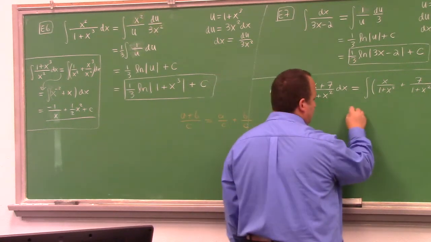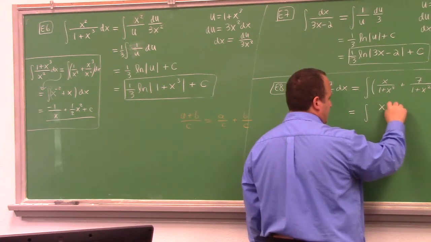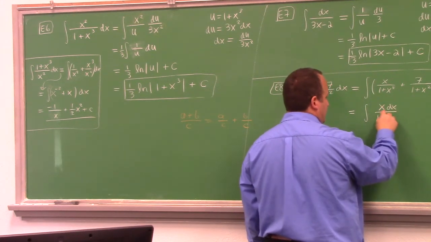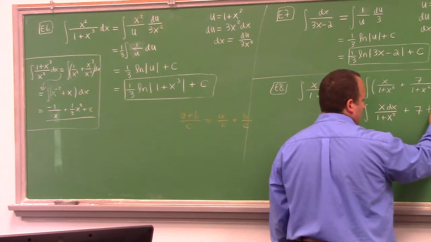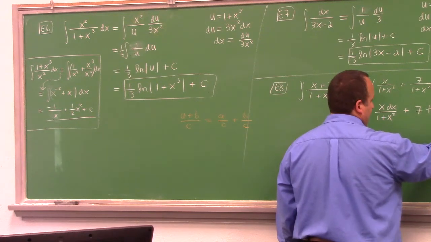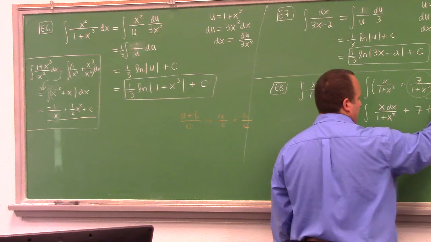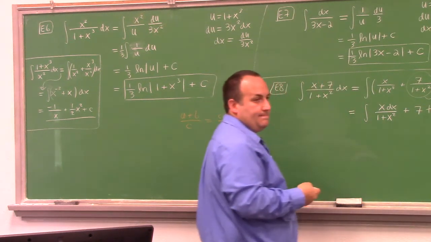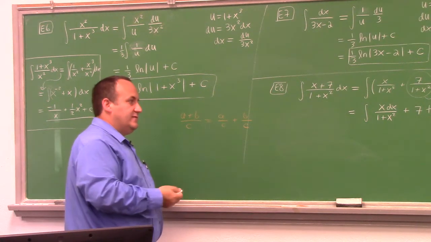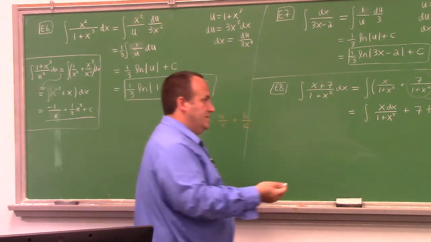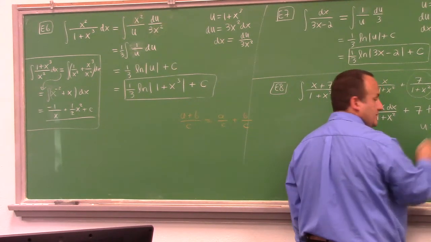That was good because now I have the integral of x dx over 1 plus x squared, plus 7 inverse tangent of x. Right? Because this piece integrates directly to that. But what about the x dx over 1 plus x squared?